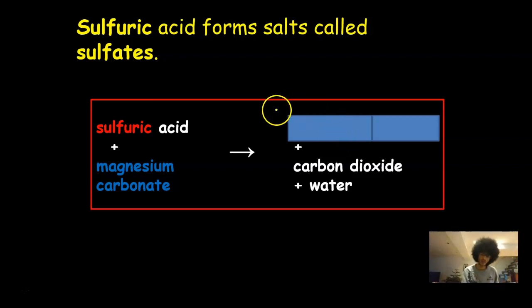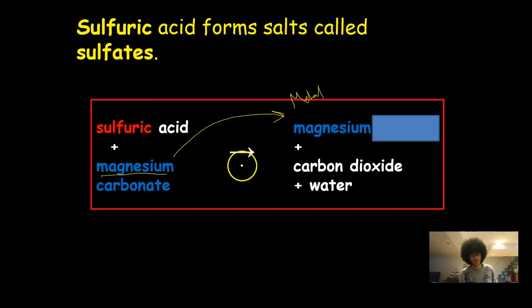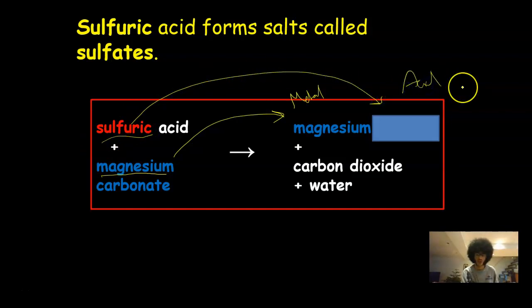The first part of the name of my salt is based on the metal. If I have a look at the metal here, I've got magnesium in the magnesium carbonate. Therefore, the first part of my name is magnesium. The second part of my name is based on the acid. I've got sulfuric acid here. Therefore, it's from the acid, I have to make a sulfate. So it's magnesium sulfate. That is the name of my salt.